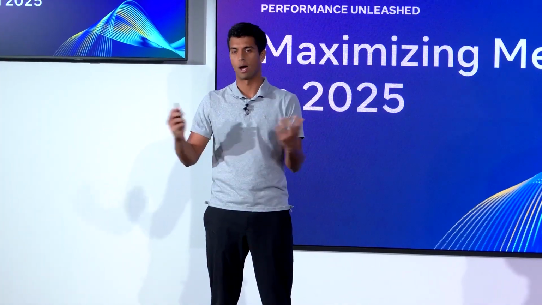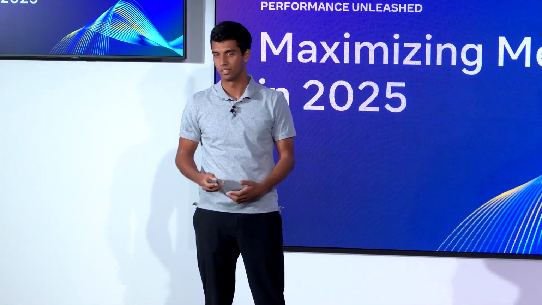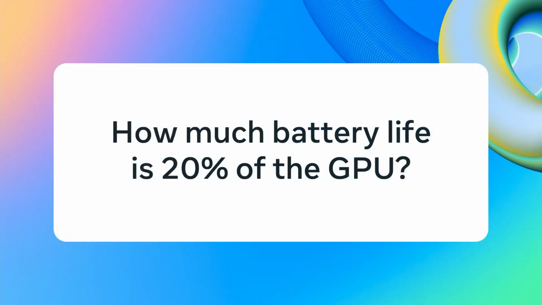And let's say you were able to optimize that down to 80%. So you save 20% of it. How many minutes of battery life are you then going to save your users? If you optimize 20% of it away, what does that equal in minutes of battery life?